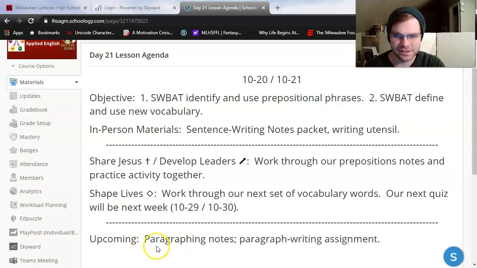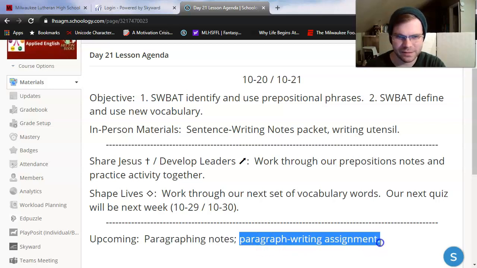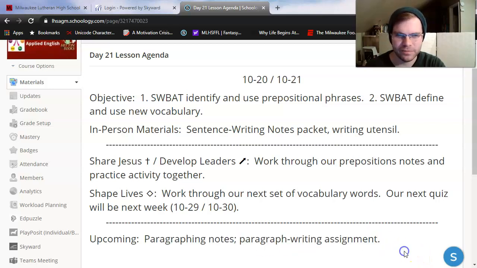In your next lesson, so to finish off this week, we're going to take what we know about sentences and learn how to organize them into paragraphs. So we'll learn about paragraphing in our next lesson. I've also got a little paragraph writing assignment for you to cover as well. Let's get it with our next set of vocab words.